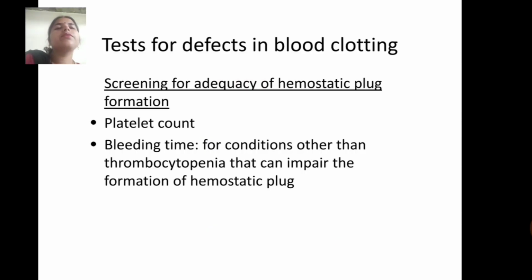There are tests for defects in blood clotting. The screening for adequacy of hemostatic plug formation: platelet count and bleeding time, for conditions other than thrombocytopenia that can impair the formation of the hemostatic plug.